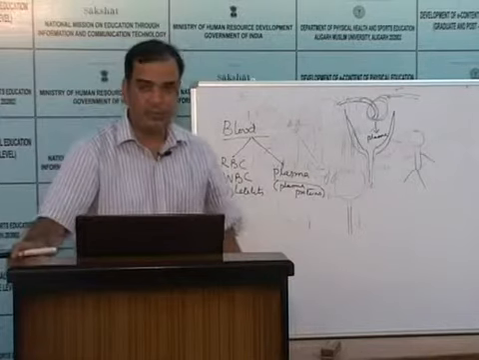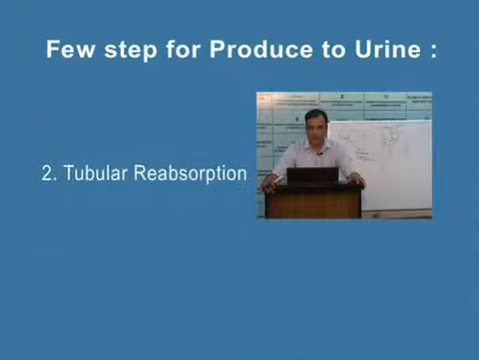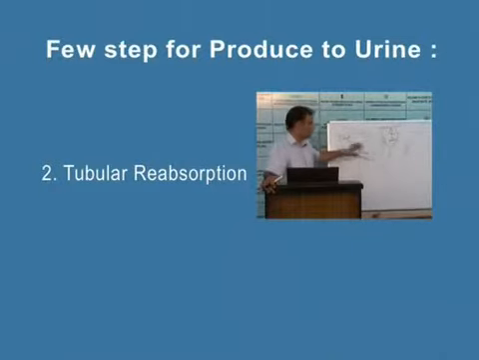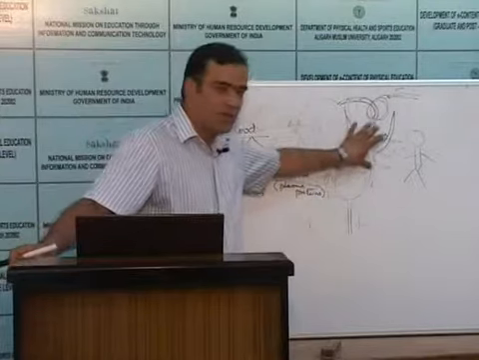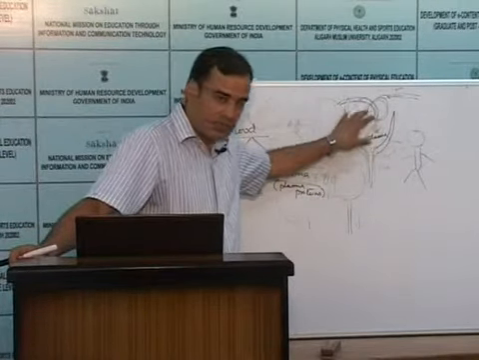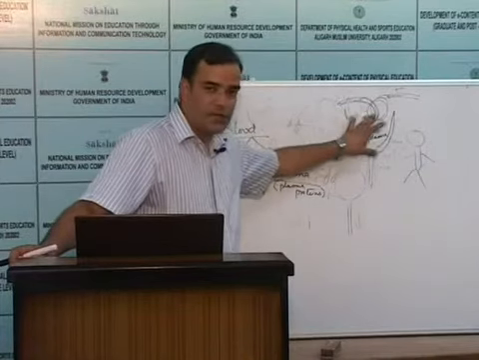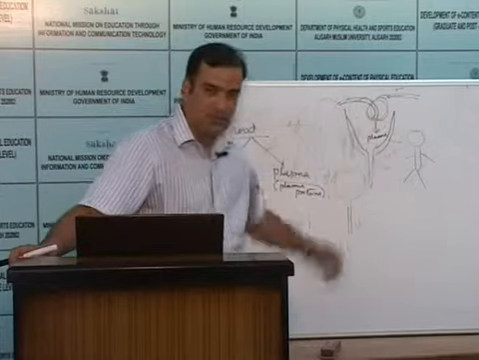Now the second step in urine formation is tubular reabsorption. The first step we studied was filtration, where the whole of the blood except for the cells and plasma proteins is filtered into the Bowman's capsule. This process is called filtration. That means this filtrate contains both the useful as well as the unwanted substances.